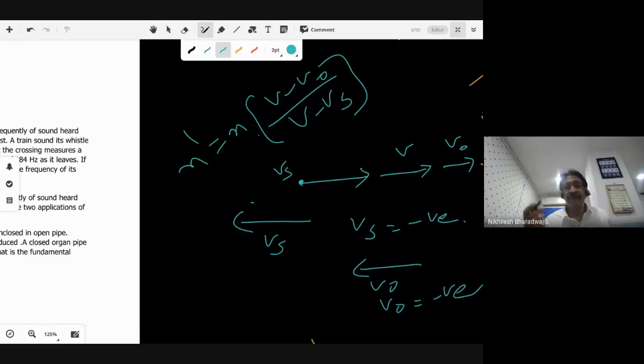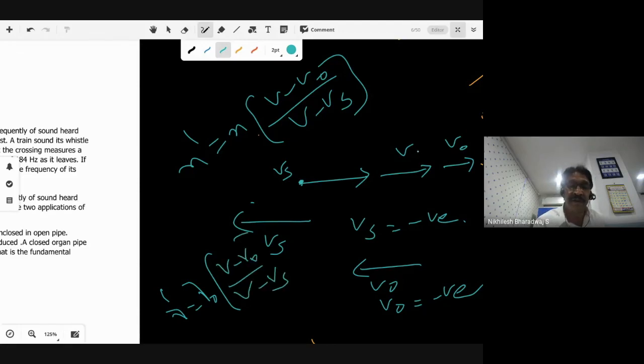And suppose, as you know pretty well, that if the observer is at rest, V naught is 0. If the source is at rest, Vs is 0. In some books or publications, instead of n dash, they take it as nu dash, and they take it as nu naught also. Nu or n or f stands for the frequency. That is (V minus V naught) by (V minus Vs).